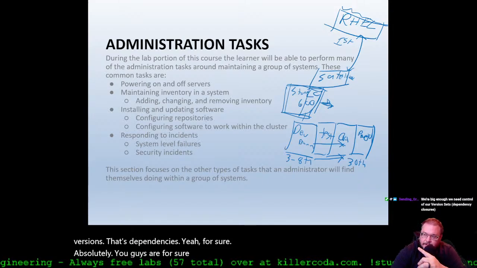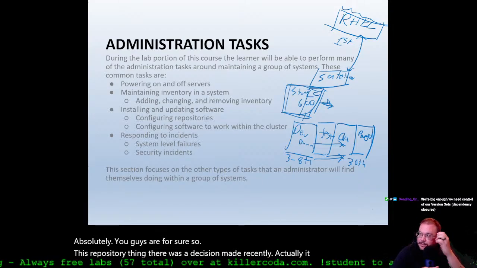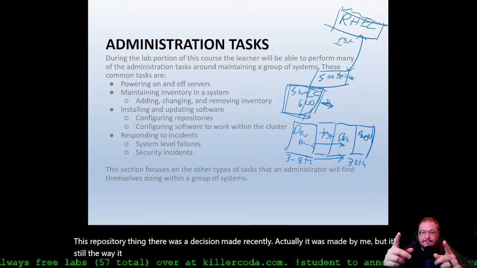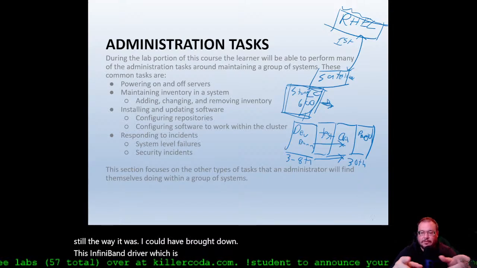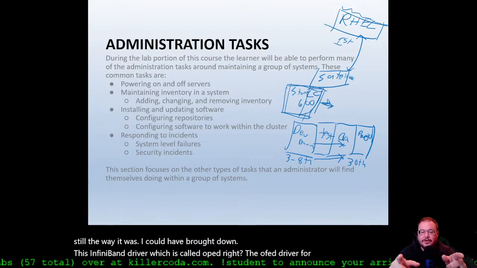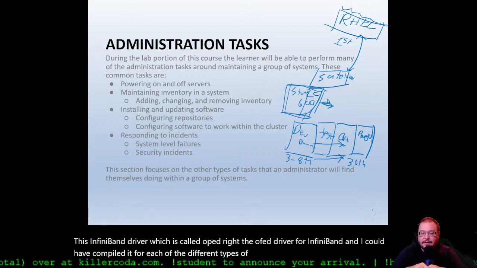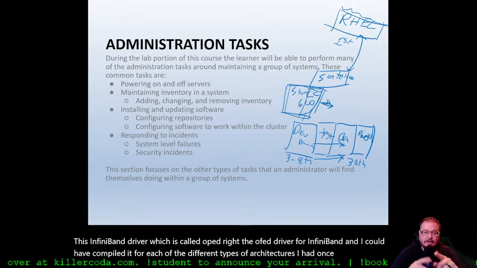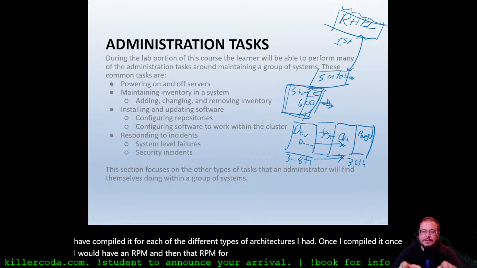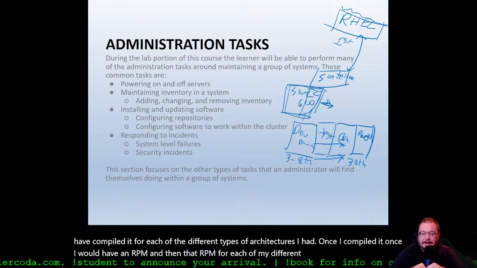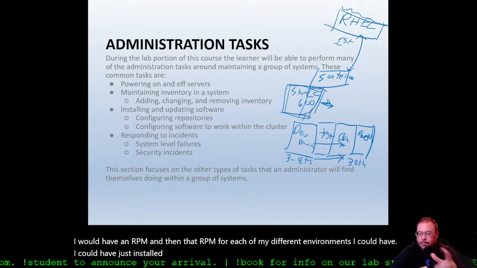So this repository thing, there was a decision made recently. Actually, it was made by me, but it's still the way it was. I could have brought down this InfiniBand driver, which is called OFED, right? The OFED driver for InfiniBand. And I could have compiled it for each of the different types of architectures I had. Once I compiled it once, I would have an RPM. And then that RPM for each of my different environments, I could have just installed the RPM and it would work.